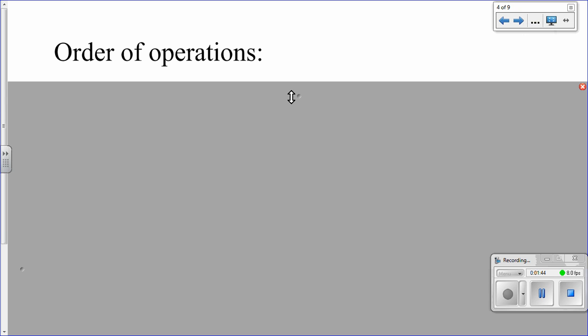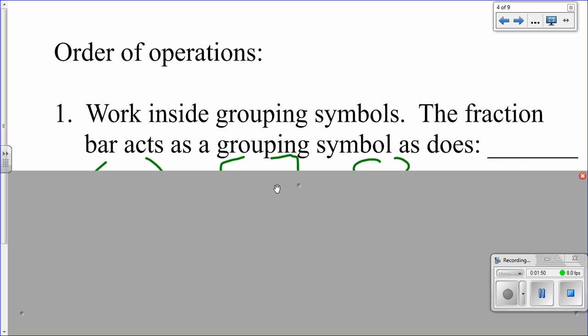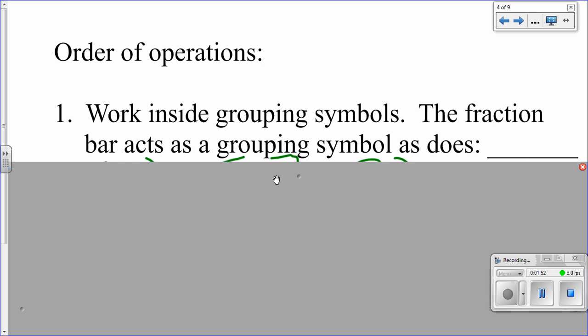Our order of operations. Similar to what you've known as PEMDAS, but we're changing things up a little bit. Your first step is to work inside grouping symbols. The fraction bar acts like a grouping symbol. So in other words, if you have something in the numerator, like x plus 5, you have to keep them together.